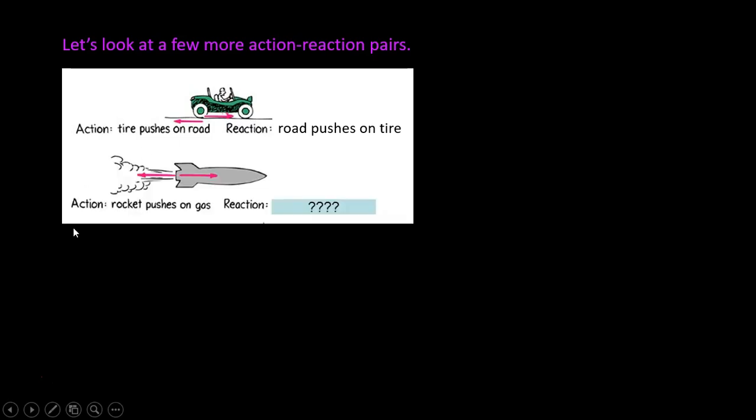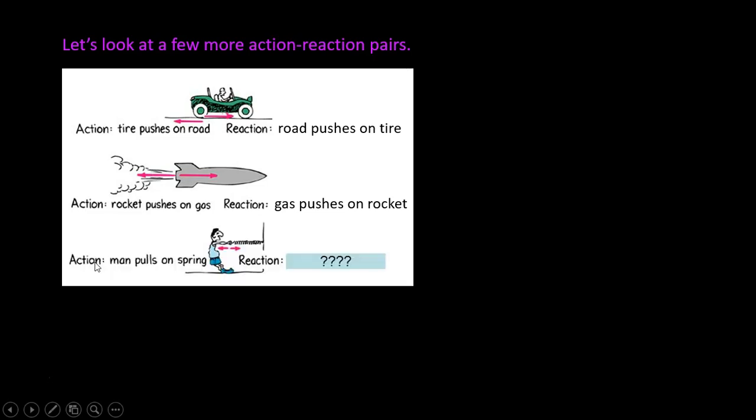Let's do another one. The action force is a rocket pushes on the gases. So the rocket is pushing the gases out the exhaust tube. What's the reaction force? Well, it's the gas pushing on the rocket, and that's this force pushing the rocket forward. And that's how rockets are launched, whether it's just into our atmosphere or up into outer space. The gases that exhaust from the rocket have pushed forward on the rocket because the rocket has pushed backward on them.